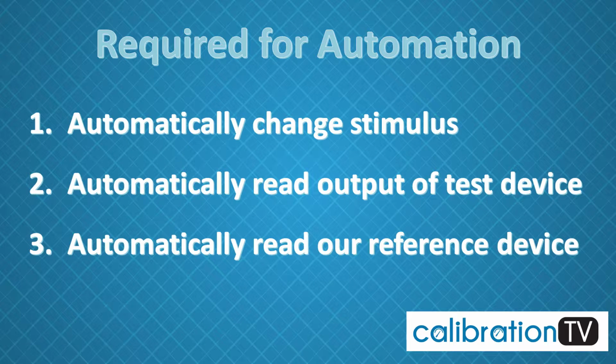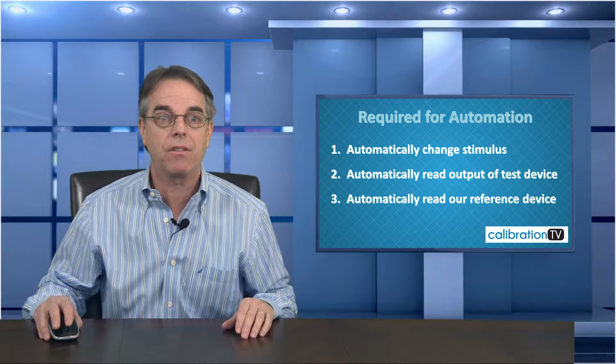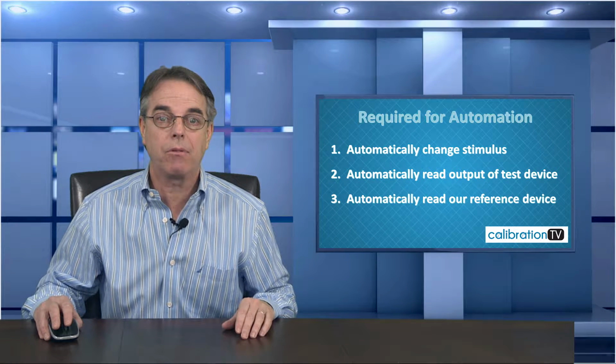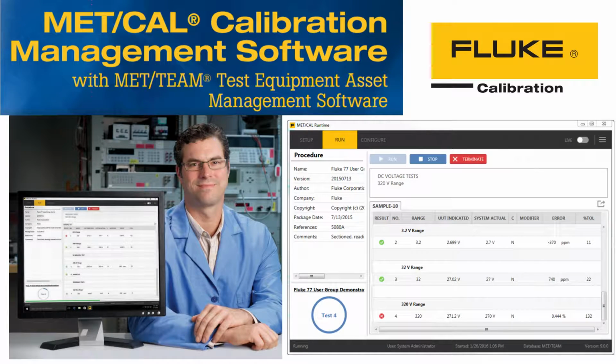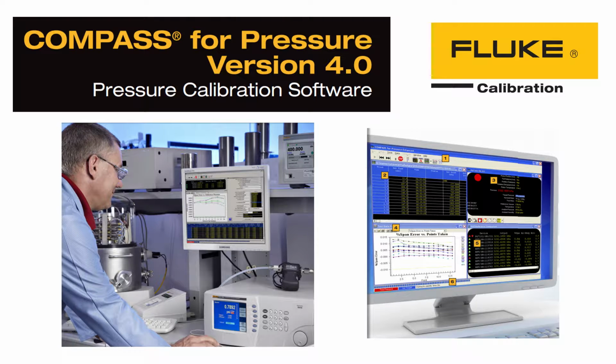So in order to automate this process, we need, number 1, a way to automatically change our stimulus to different values. Number 2, a way to automatically read the output of our test device. And number 3, a way to automatically read our reference device. When you hear the word automatically, we tend to think computer, and yes, there are quite a few software programs available that will help us automate the calibration process. The most popular is probably Fluke's MetCal, which is used primarily for electrical calibrations, but there's also Fluke's MetTemp2 for temperature and Compass for pressure and flow calibrations.